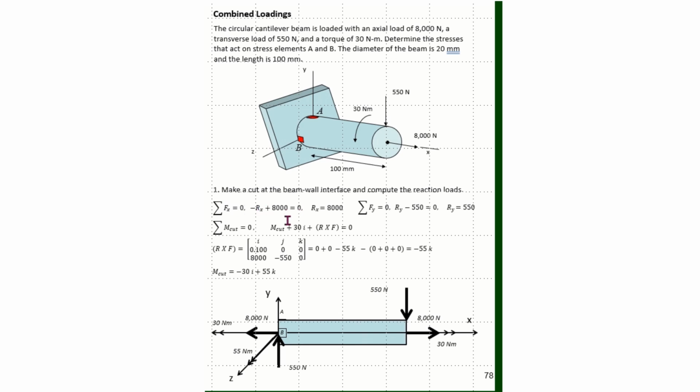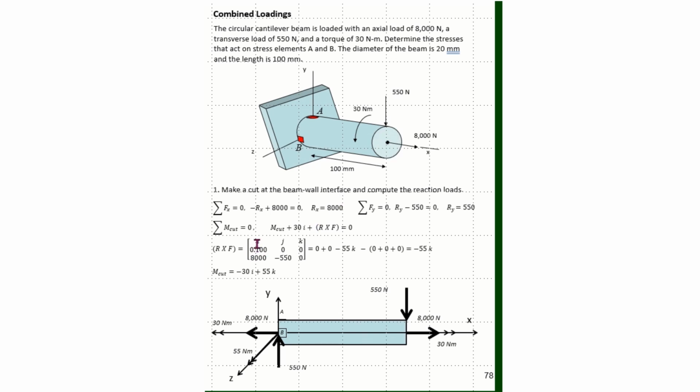So I sum forces in X and realize that I have an 8,000 Newton load pulling in the negative X direction. In Y, I have 550 pushing up. And in Z, I have no forces. Then I sum moments, and I have a moment at the wall, so I call that the moment at the cut. I have an applied torque, which is the 30, and it's in the positive I direction, plus R cross F, where R cross F represents all the forces that occur out here at this point.